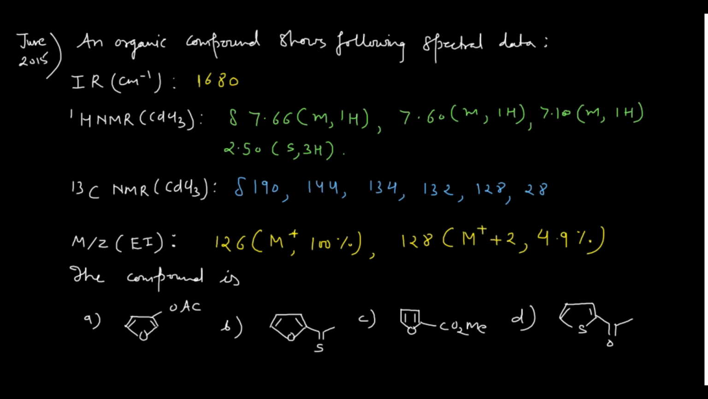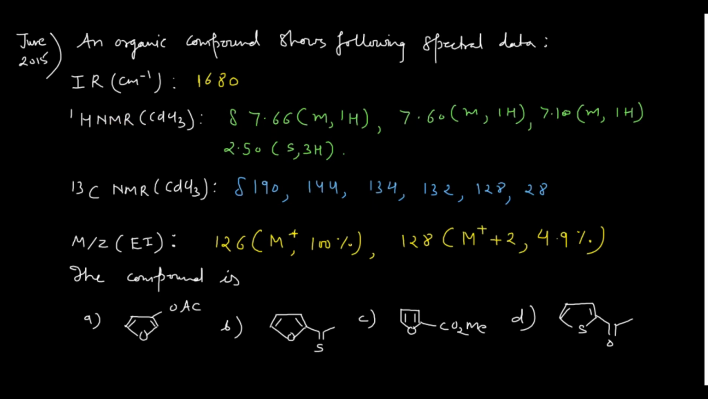Around 1700, your carbonyl resonates, and depending upon the type of carbonyl, whether it is acid, ester, anhydride, or aldehyde, it can shift from 1700 to 1800, and it can come down from 1700 to 1600. So basically it's the region of the carbonyl group. You have to look for the carbonyl group in the molecule. Later we will see how we can solve this one.